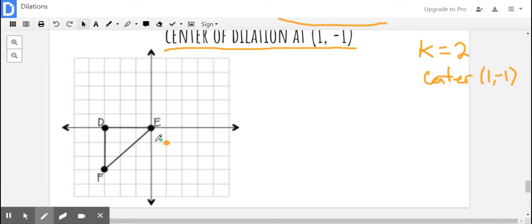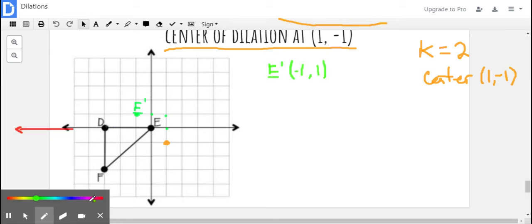We're going to try to see, look, how many spaces do I need to go to get to that point? And I want to be able to go twice that amount of spaces to get there. So if I look at point E, I have it going up 1 and left 1 from 1, -1. So that means I'm going to go up 1, 2 instead, and then over 1, 2. Double what I was doing before. So now I have E prime.